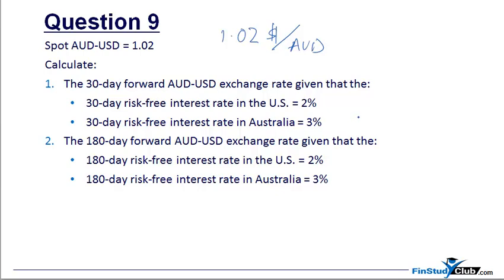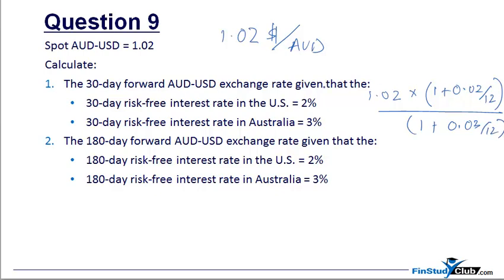Without really getting into the full computation, let me just give you the expression as it would be. Now we all know how to arrive at the forward rate. So we have $1.02. So let's apply the dollar rate. It's 2%. So it's into 1 plus 0.02 divided by 12. Why 12? Because we need to compound it to the extent of 30 days. 2% is the annualized rate, divided by 1 plus the Aussie dollar rate, which is 3%, so it will be 0.03 divided by 12. So this should give me the 30-day forward rate.